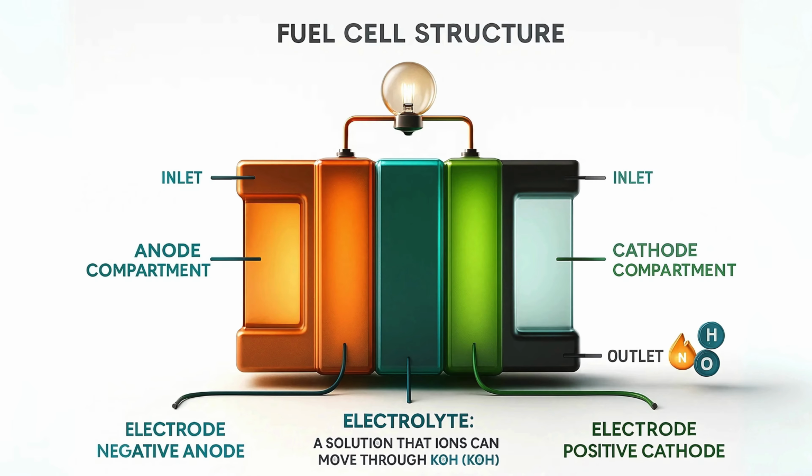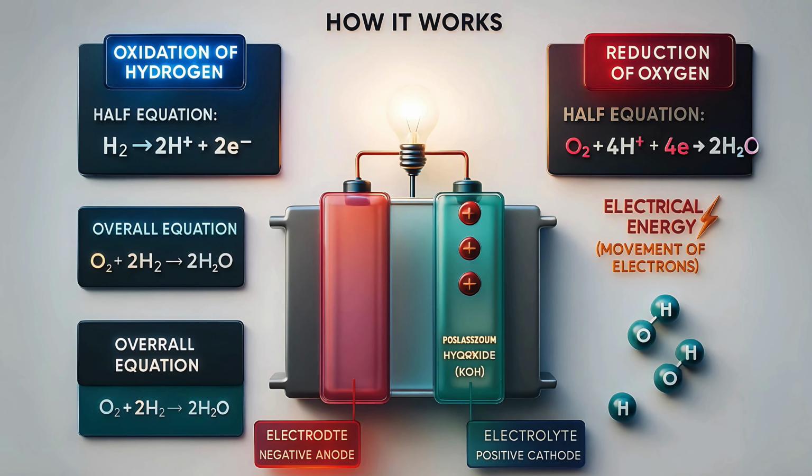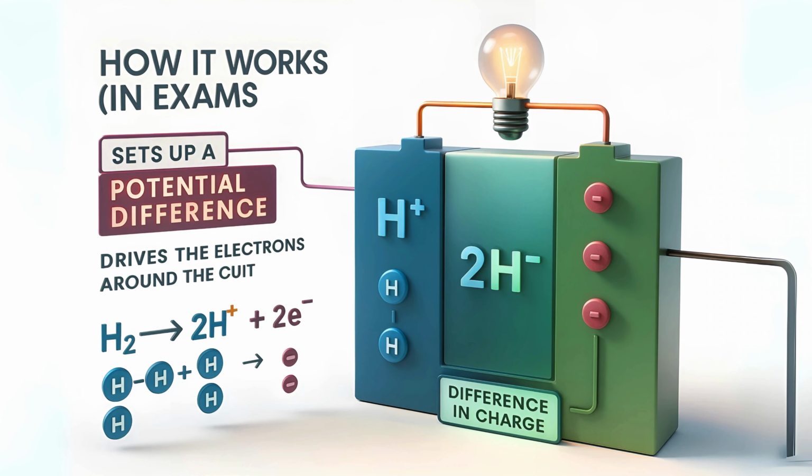Once formed, the water and any heat leave the cell through the outlet, and the entire process continues as long as fuel is supplied. The two reactions happening at the anode and cathode are known as half equations because each one shows either a loss or a gain of electrons. When we combine these half equations, we get the full balanced equation for the fuel cell, showing that hydrogen and oxygen combine to form water while releasing electrical energy. This electrical energy is produced because the electrons move through the external circuit from one electrode to the other. In a diagram, we often show this energy lighting a lamp, but in practice it can power almost any electrical device, from a small motor to a car.